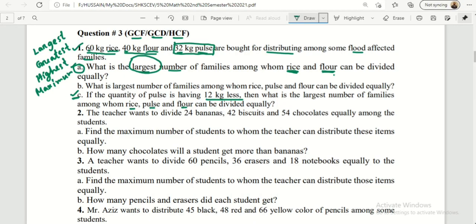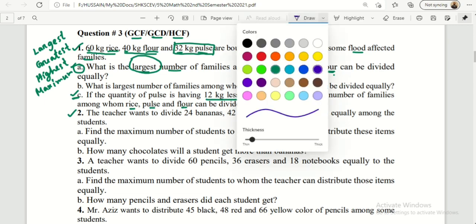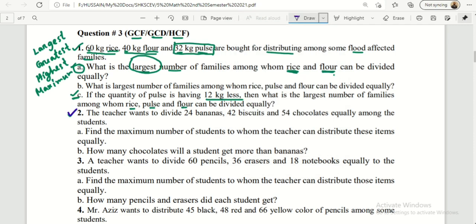Alright, now we want to move to our next question, question number 2. Question number 2 says, the teacher wants to divide 24 bananas, 42 biscuits and 54 chocolates equally among the students. Question number A asks, find the maximum number of students to whom the teacher can distribute these items equally. So all we have to do is find the GCF of 24, 42 and 54. So this is the question.